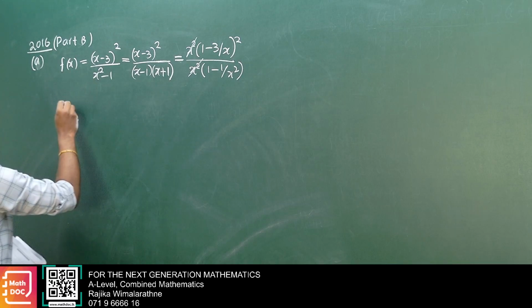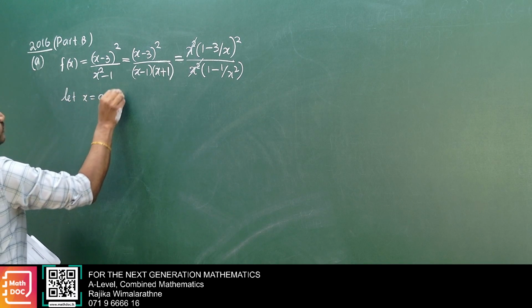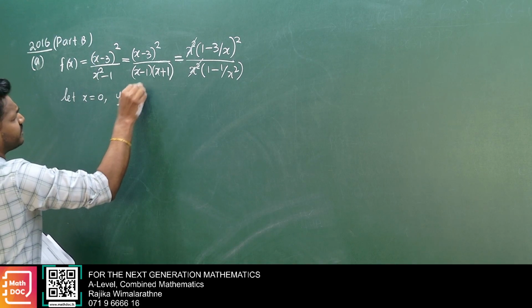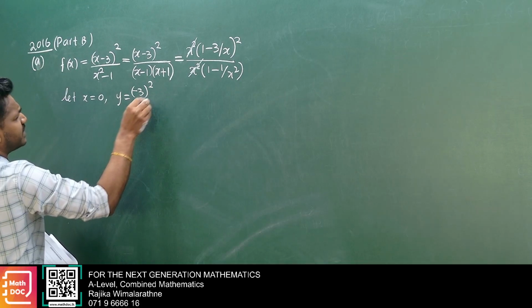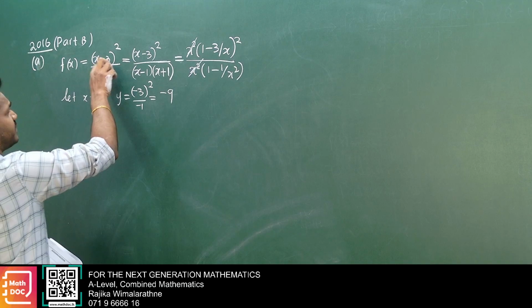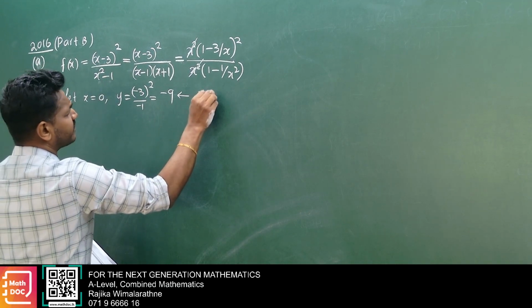By this one, let x equal 0 to find the y-intercept, the y value at x equals 0: (0 minus 3) squared over minus 1, we get minus 9. When x is 0, (minus 3) squared is 9, so this is the y-intercept.